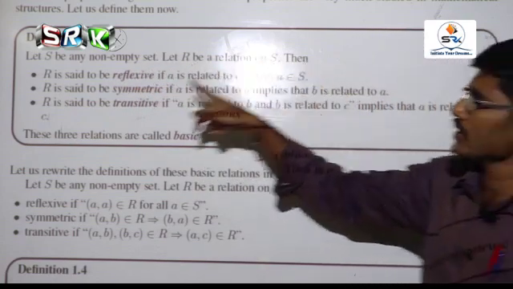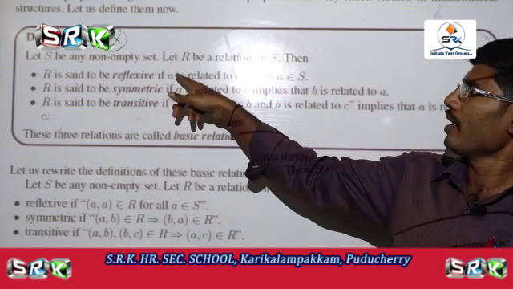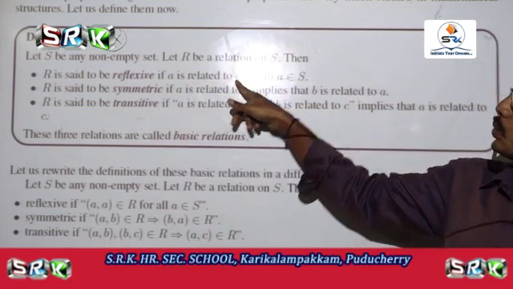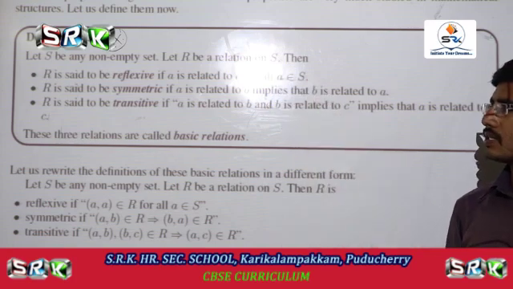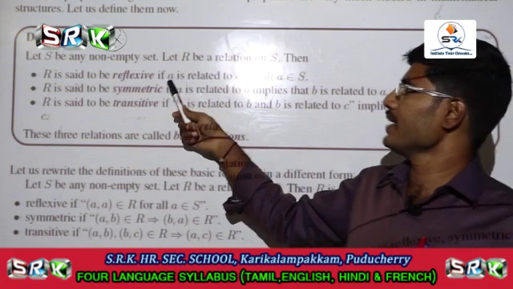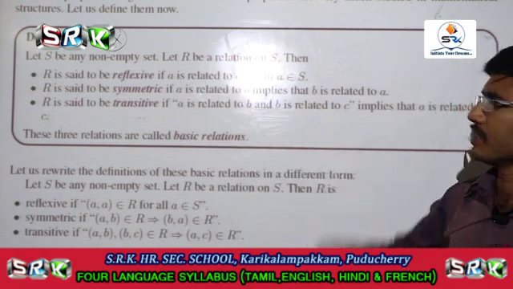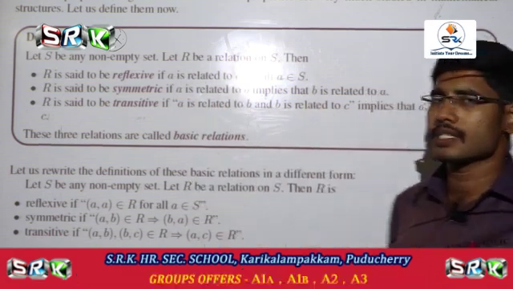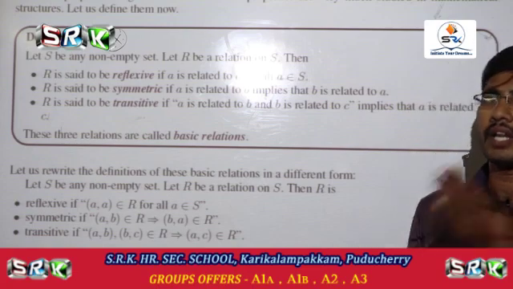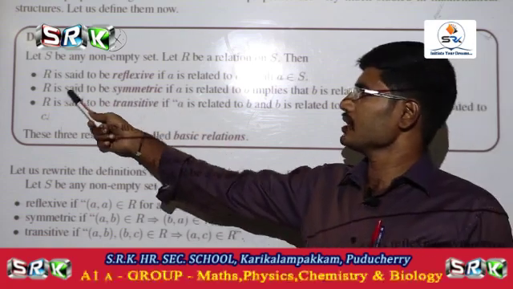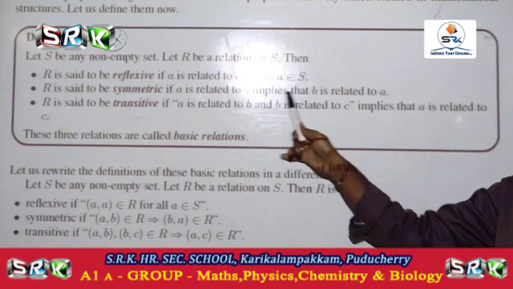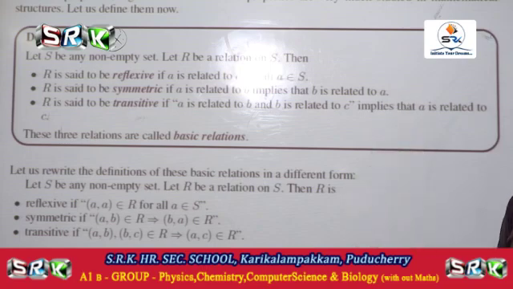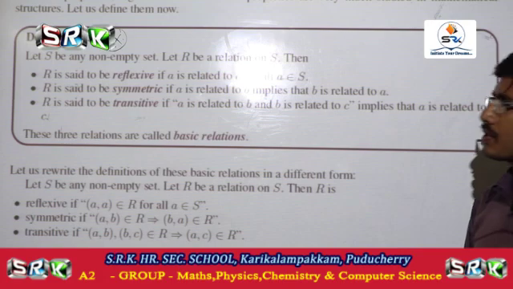Then R is said to be reflexive if A is related to A for all A belongs to S. If the reflexive property is satisfied, then in this condition A is related to A holds. And symmetric, what about symmetric? R is said to be symmetric if A is related to B implies that B is related to A. If A is related to B, then B must be related to A. This condition must be satisfied.